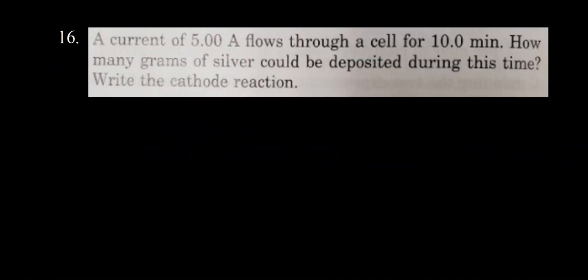It says a current of 5.00 amps flows through a cell. This is an electrolytic cell. Again, how do I know? Well, we're using an electrical current to make a non-spontaneous redox reaction occur. So it moves through a cell for 10.0 minutes. How many grams of silver could be deposited during this time? And write the cathode half reaction.